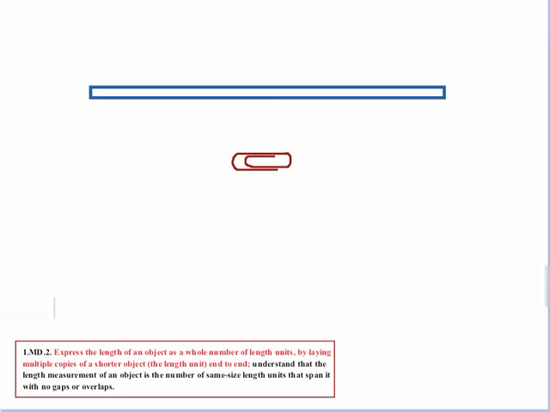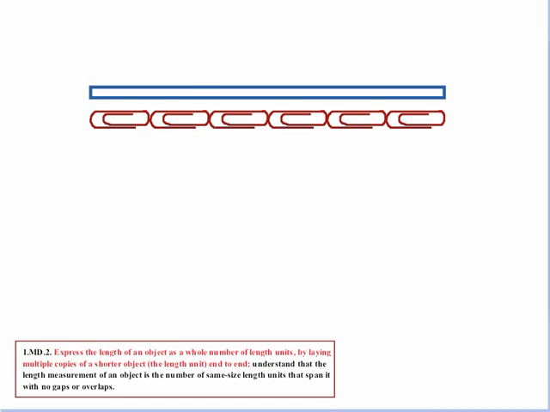So using some kind of physical object, be it a dowel or a 1x2 or whatever object you want to measure the length of, let's say students are going to use some paper clips. Concentrating on the first part of the standard, express the length of an object as a whole number of length units by laying multiple copies end to end. So students do that. It comes out nice and whole number. The number of paper clips matches exactly a nice whole number.